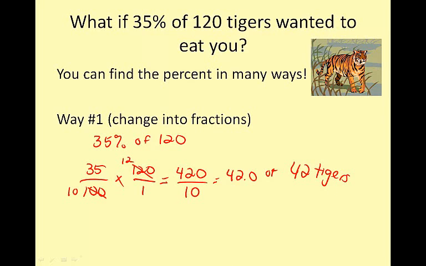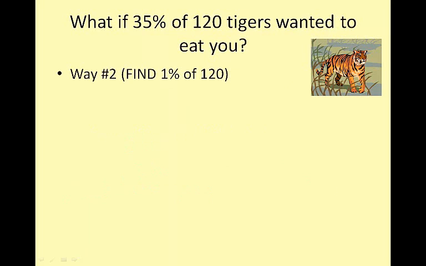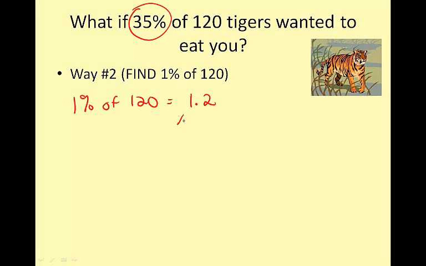Let's look at it a different way. What if I found 1% of 120? Using any of the ways that we found previously, 1% of 120 is 1.2. If you don't understand how I got that, please go back to the very beginning of this video and watch how I find 1%. So 1% is 1.2, and if I want 35%, I would just take 1.2 and multiply it by 35, and I would get 42 tigers.